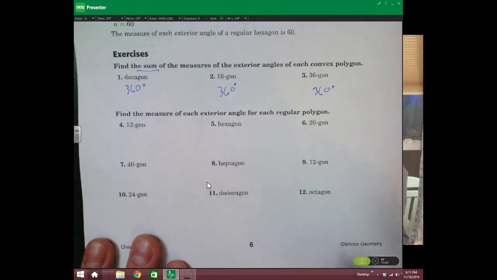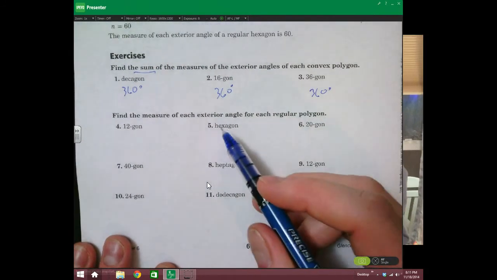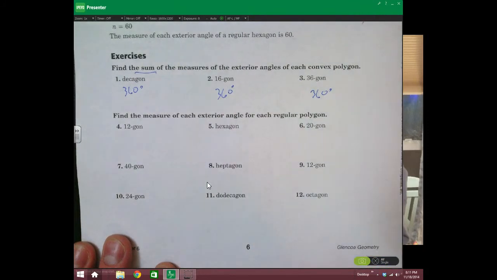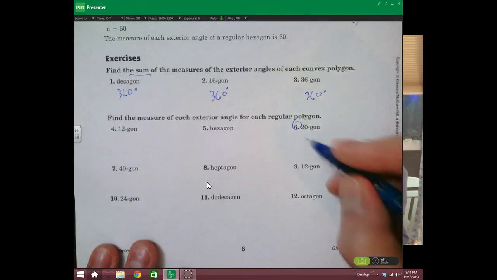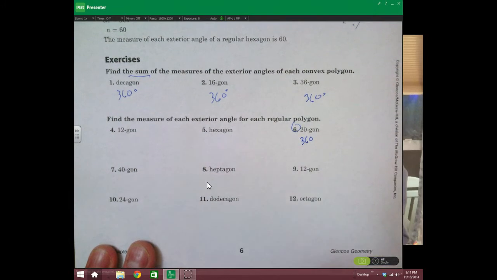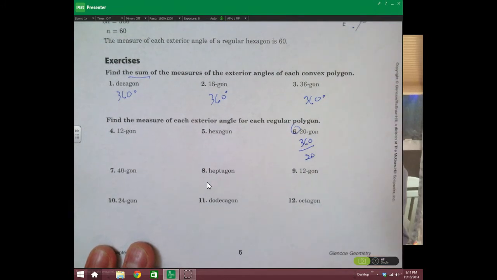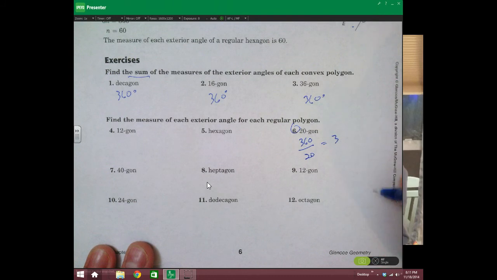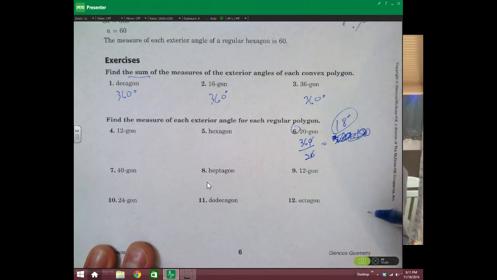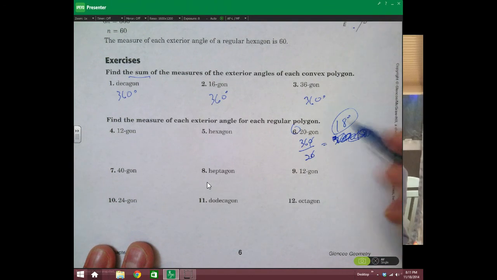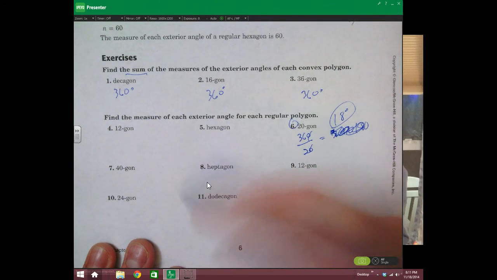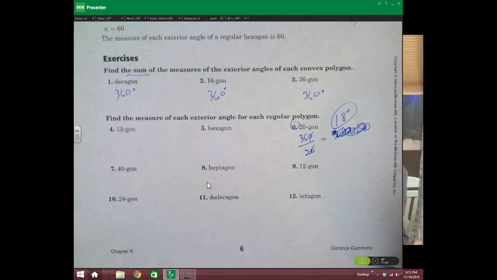And then for 4 through 12, the question is, find the measure of each exterior angle of a regular polygon. For instance, number 6, I know that they sum to 360. There are 20 sides, meaning 20 angles, so divide by 20, because they're all the same. Sorry, I can't divide all of a sudden. 18 degrees for each one. Knock off the 0, 36 over 2 is 18. So that's how we'd find the measure of one exterior angle. Do the same thing for the rest of these if this were the homework. Hopefully that gives you a little bit of extra support for working through those problems.